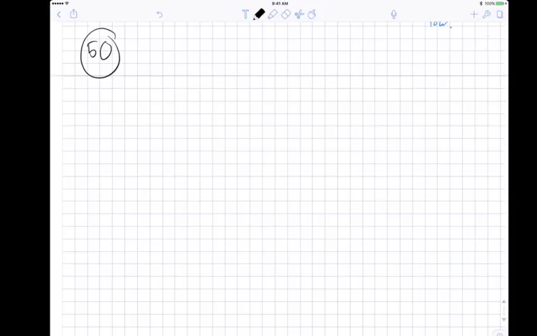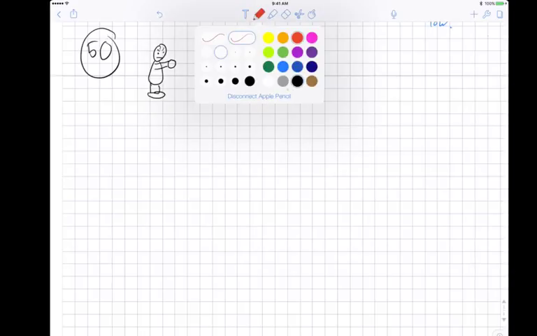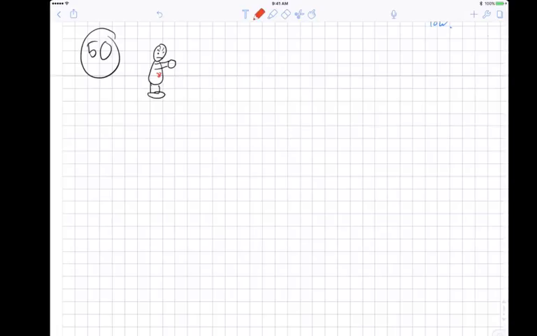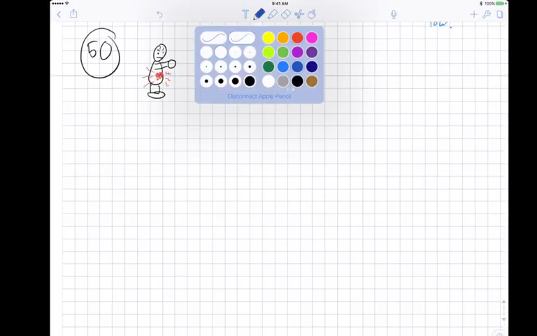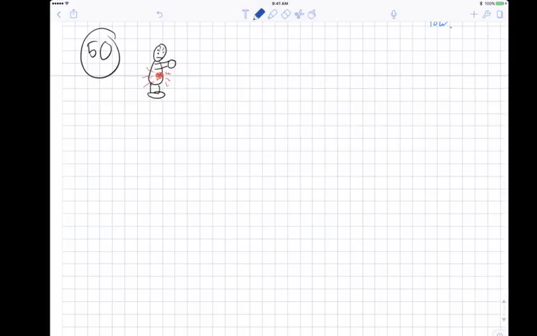So here's your pitcher. Okay, and then oh no! You know what? I was trying to draw a pitcher, but instead I accidentally drew a belly itcher. Oh, jeez. Sorry, everybody.